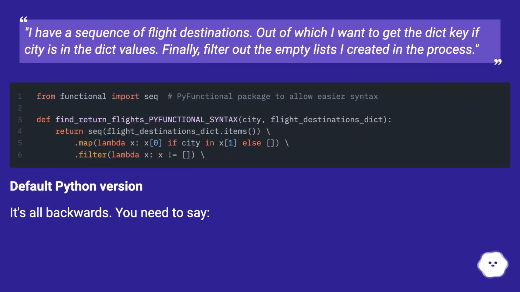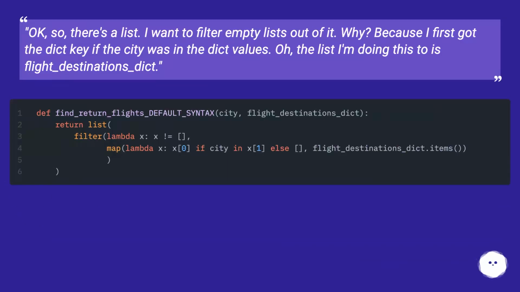I have a sequence of flight destinations, out of which I want to get the dict key if the city is in the dict values. Finally, filter out the empty lists I created in the process. Default Python version. It's all backwards. You need to say, okay, so there's a list. I want to filter empty lists out of it. Why? Because I first got the dict key if the city was in the dict values. Oh, the list I'm doing this to is flight_destinations_dict.